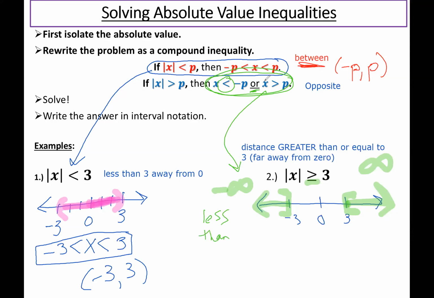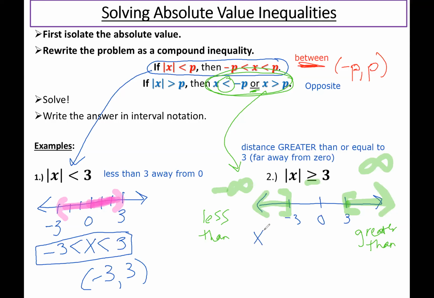Or X could be farther away in the other direction. X could be greater than positive p. It's one or the other. I know that's weird too. Okay, let's put it all together.